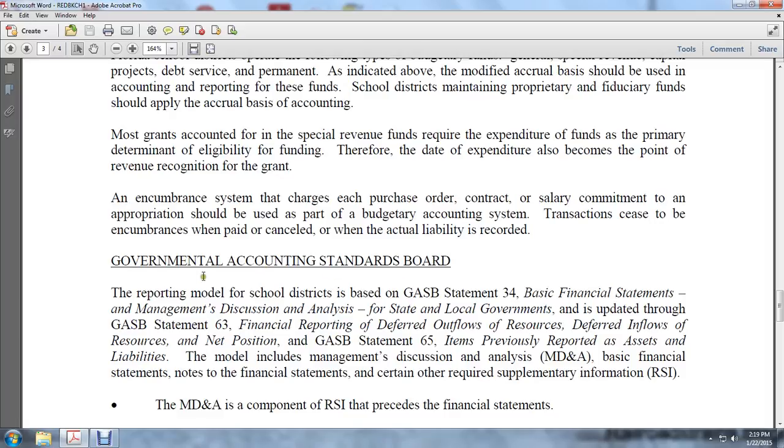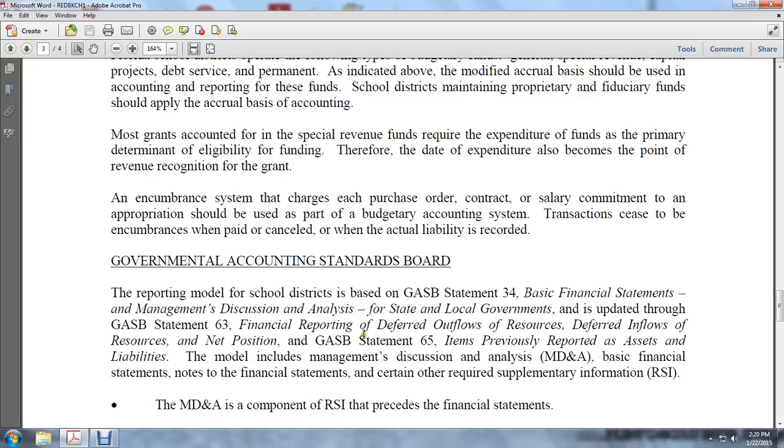Governmental Accounting Standards Board reporting model. GASB Statement 34, Basic Financial Statements and Management's Discussion and Analysis for State and Local Governments, has been updated through the Governmental Accounting Standards Board. Statement 63 addresses the financial reporting of deferred outflows of resources, deferred inflows of resources, and net position in the government's statement. GASB Statement 65 reclassifies items previously reported as assets and liabilities. The model includes the Management's Discussion and Analysis (MD&A), the basic financial statements with notes to the financial statements, and certain other Required Supplementary Information (RSI).